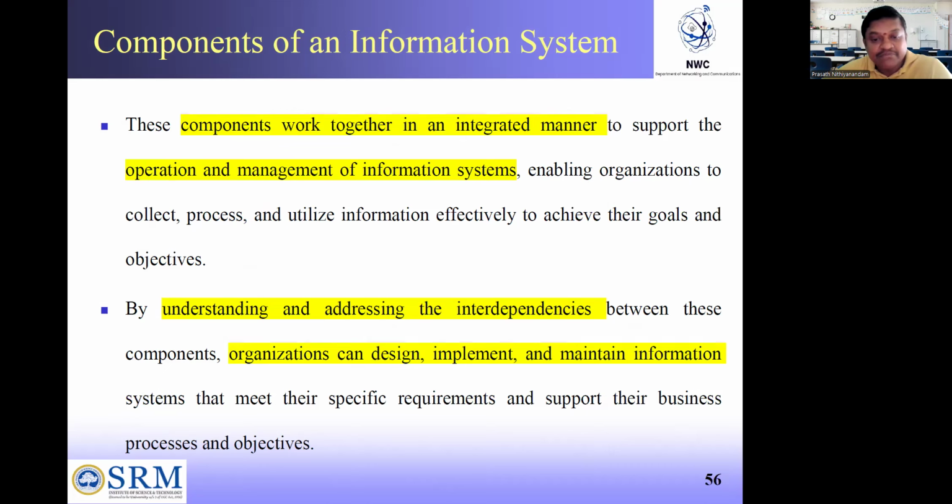As an example, in banking, the integration of secured hardware, robust software, well-trained staff, efficient processes, accurate data, and continuous feedback ensures reliable and safe banking services for customers. So this concludes our overview of the components of an information system.